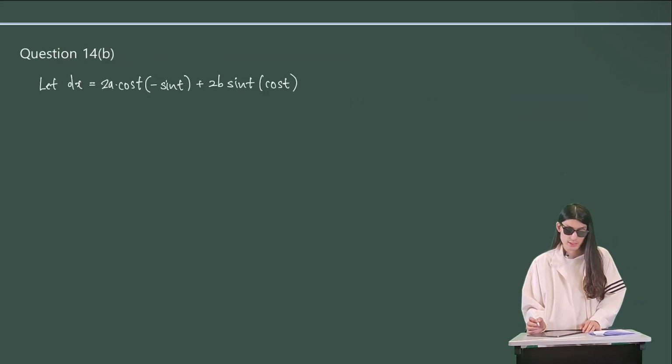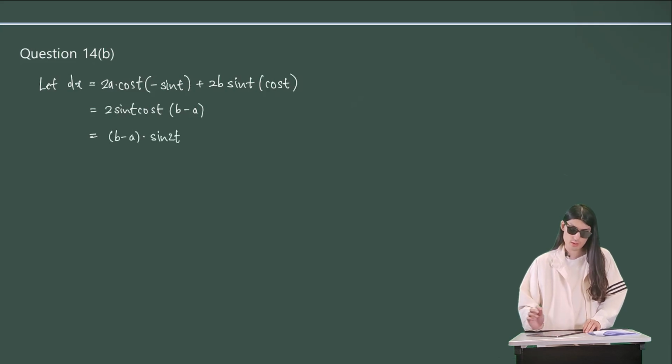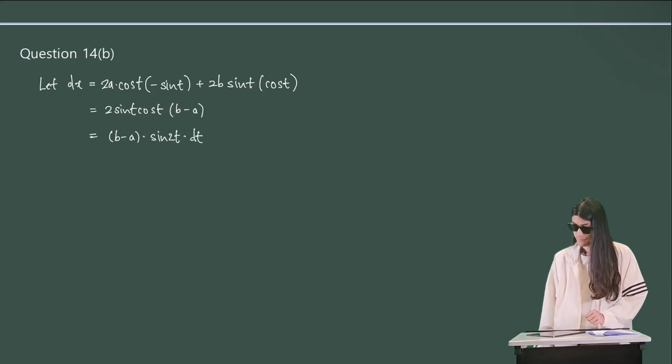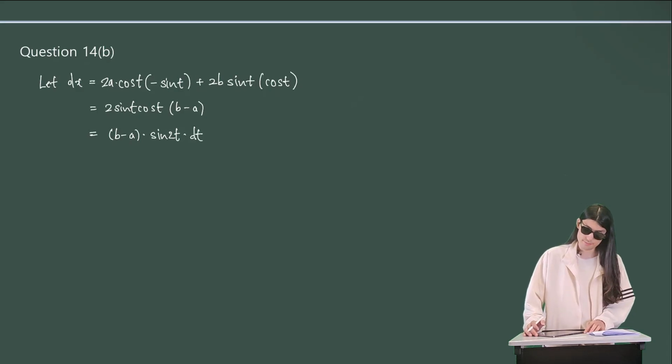But you guys can see that the two terms now have a common factor of 2 sine t cos t. And of course, that common factor 2 sine t cos t, according to the double angle formula, is sine 2t, isn't it? So dx is sine 2t dt, right? And that's the expression for dx.